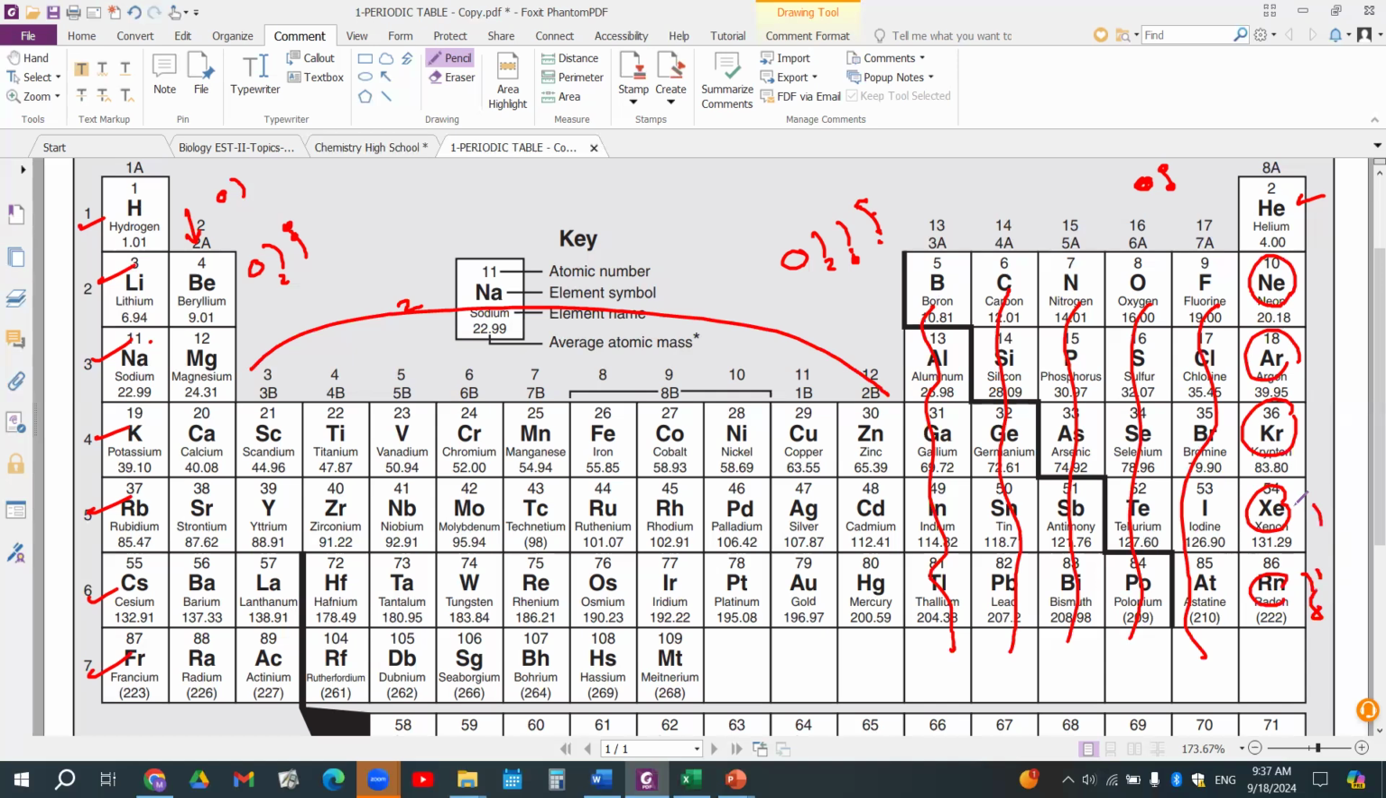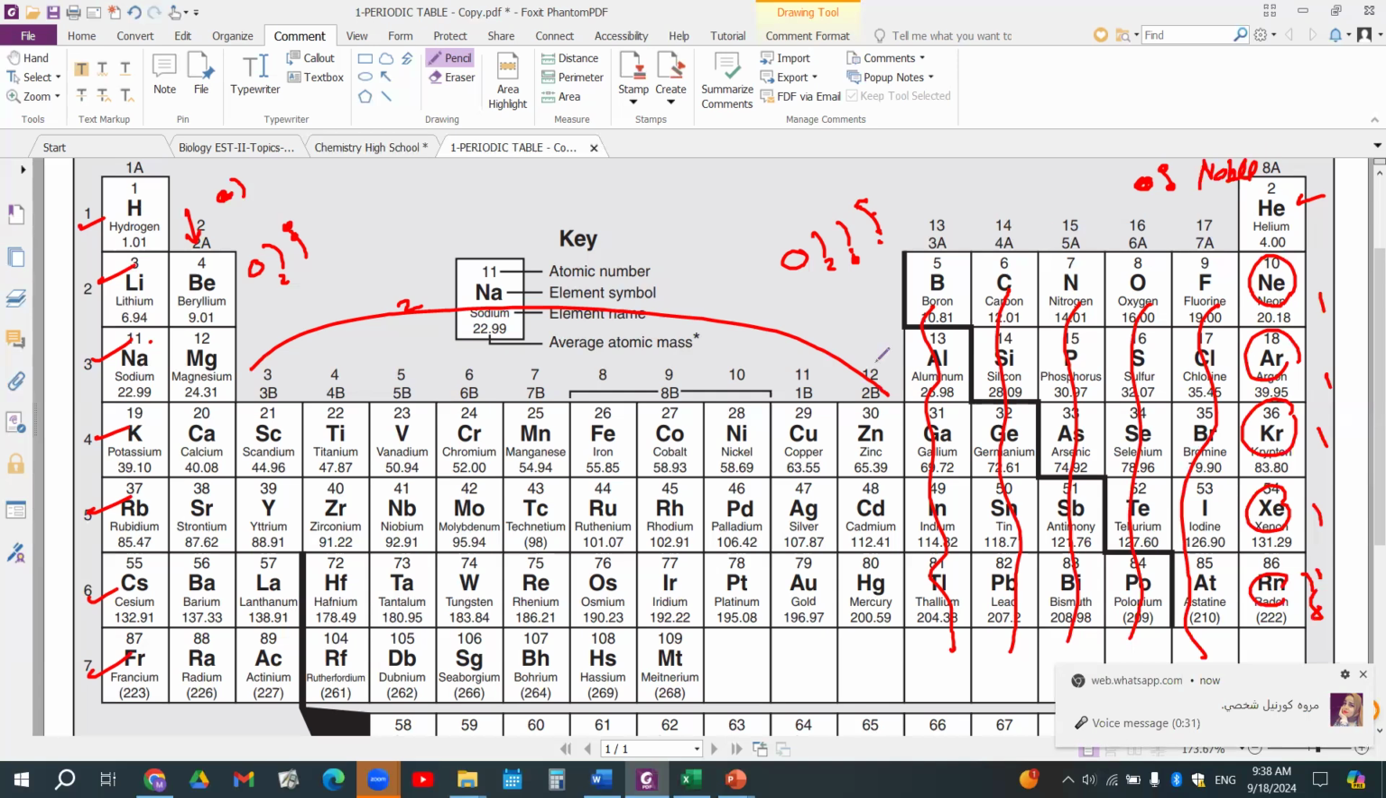Only 2 for the first one, because it is the first energy shell. They are called noble gases, inert gases. They are happy because they have a saturated outermost energy shell. Okay? They are happy.